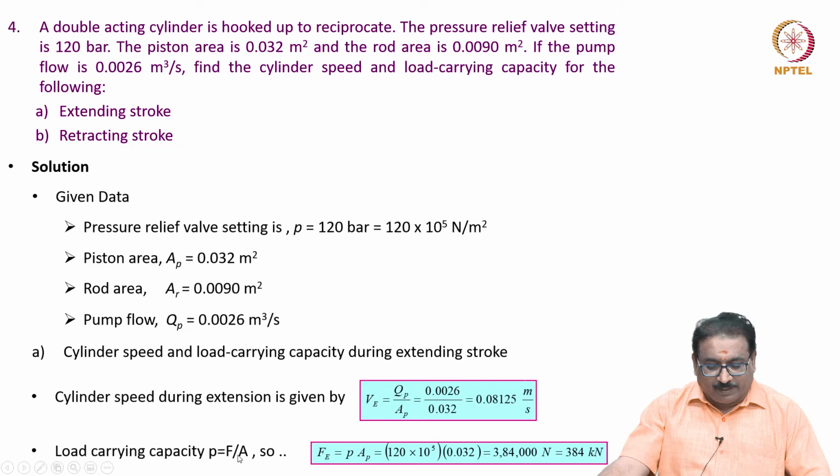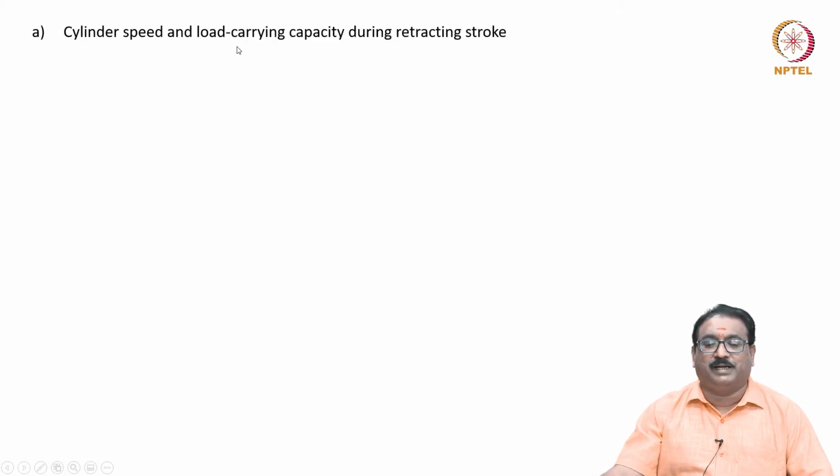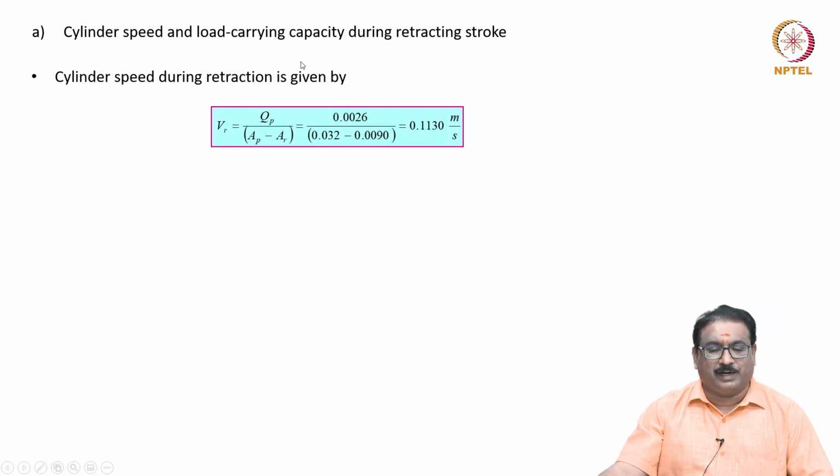Then F equals P into A, meaning P into AP, correct. P I know, 120, and AP I know. After this, I am getting the value, divided by 1000, you will get 384 kilonewton. Similarly, we have to calculate the cylinder speed and load carrying capacity during the retracting stroke, correct.